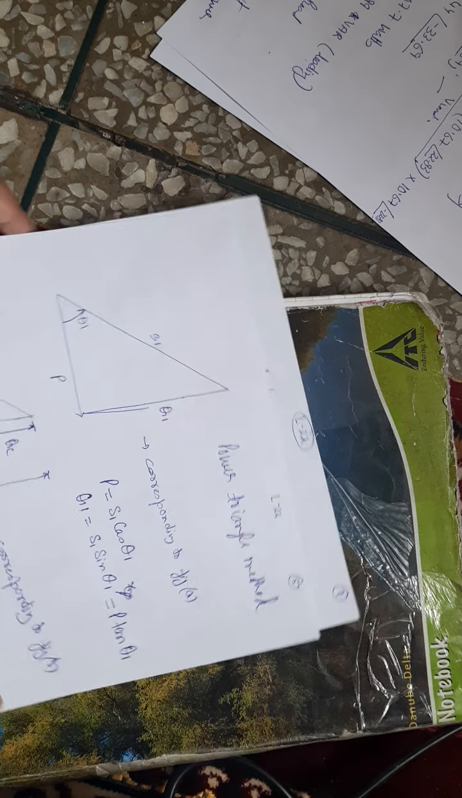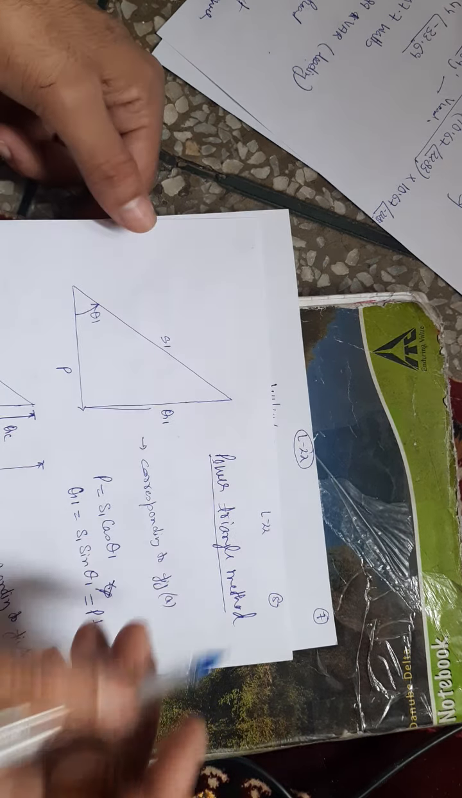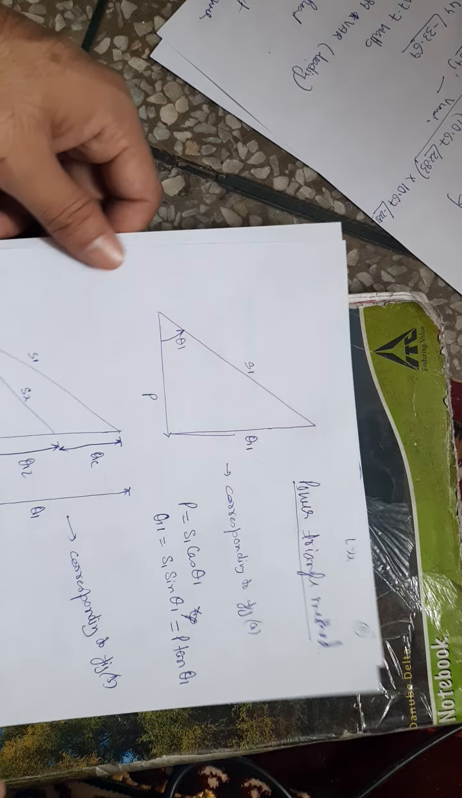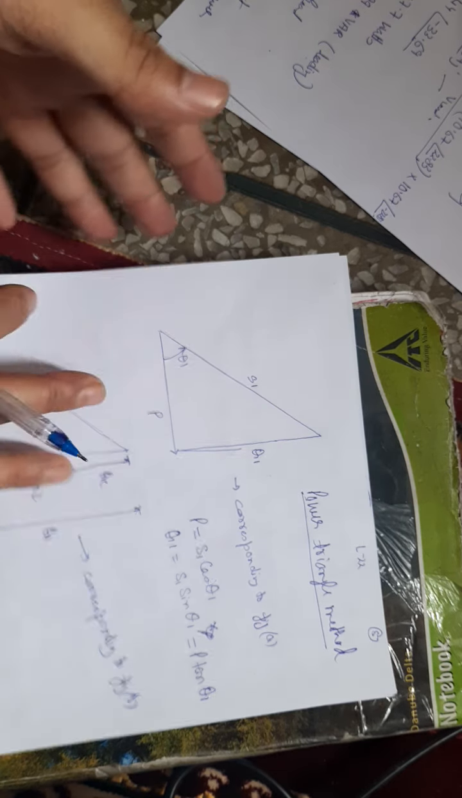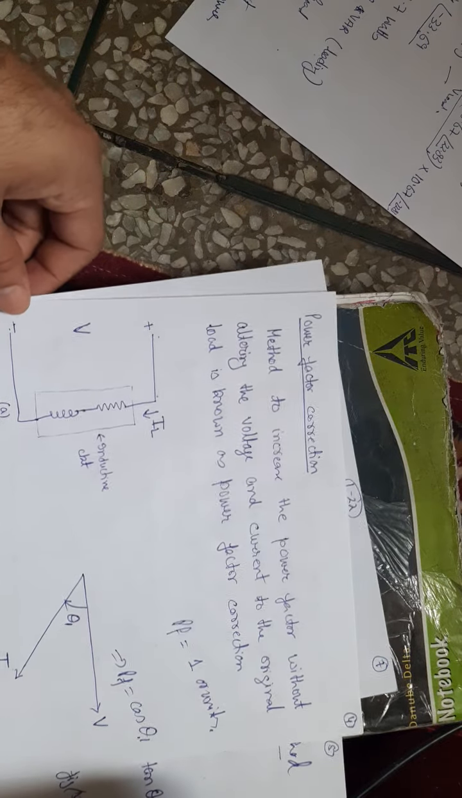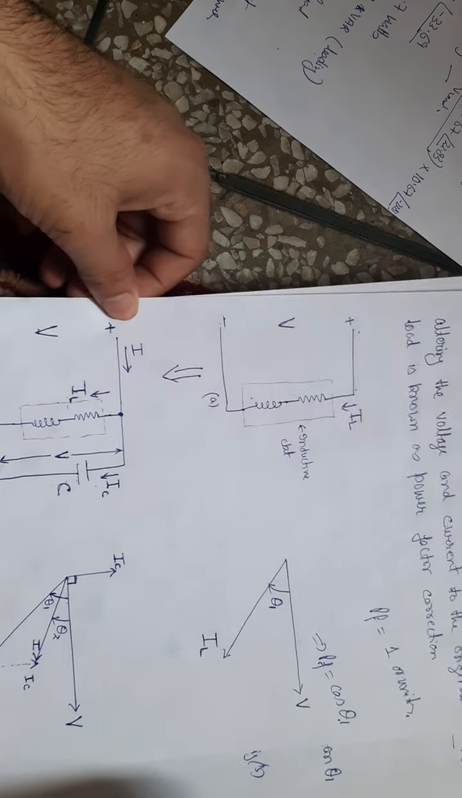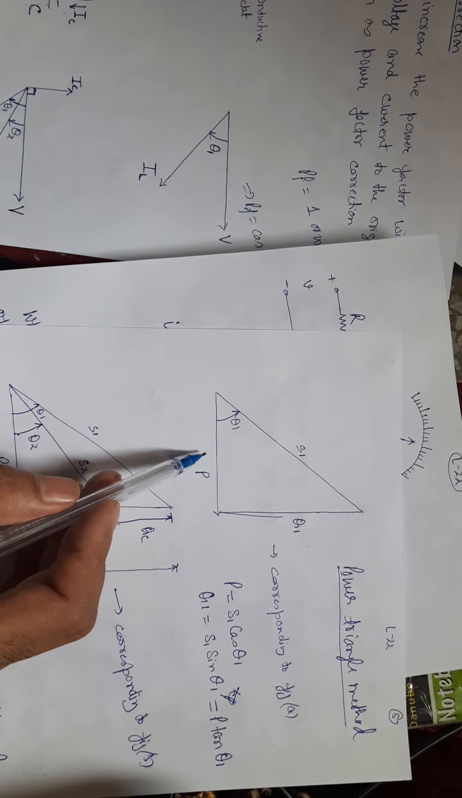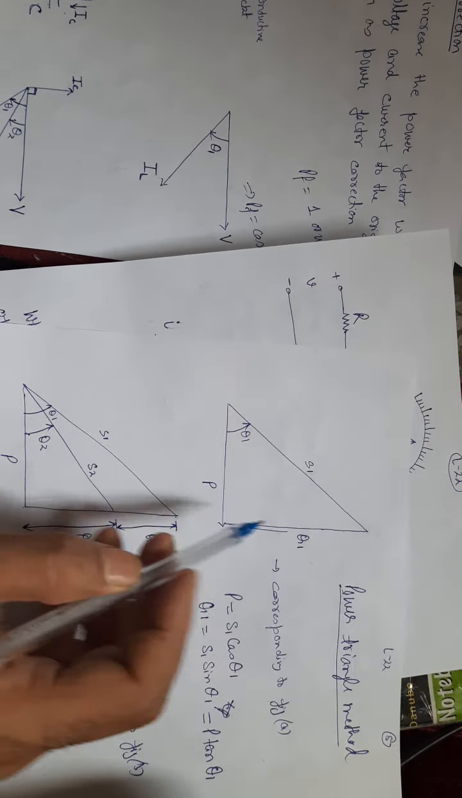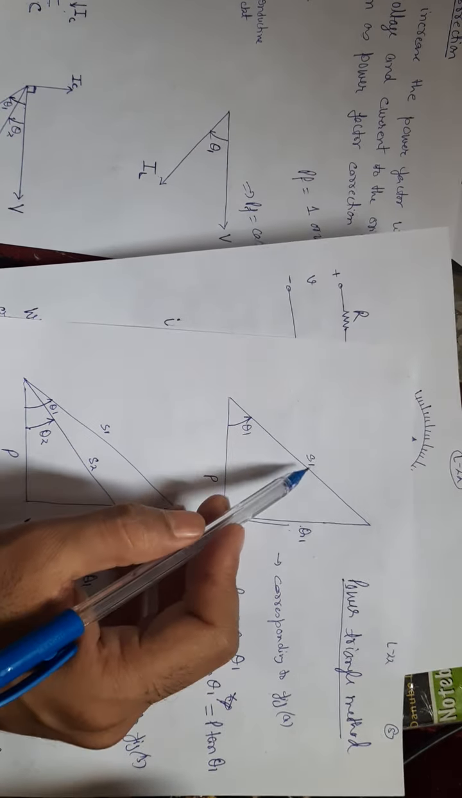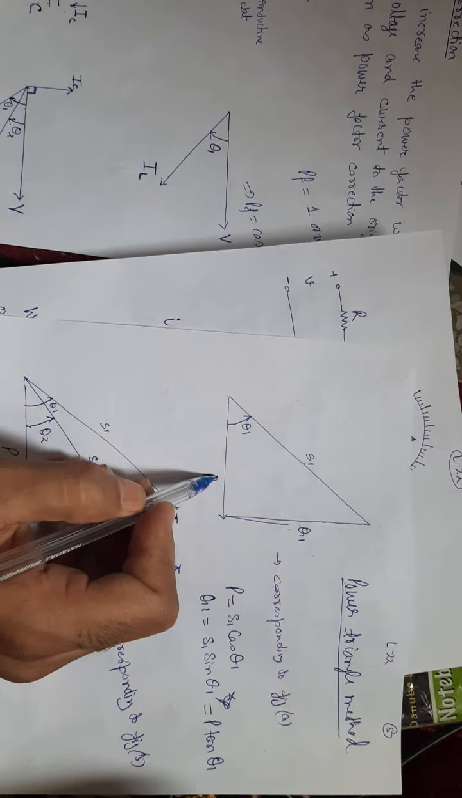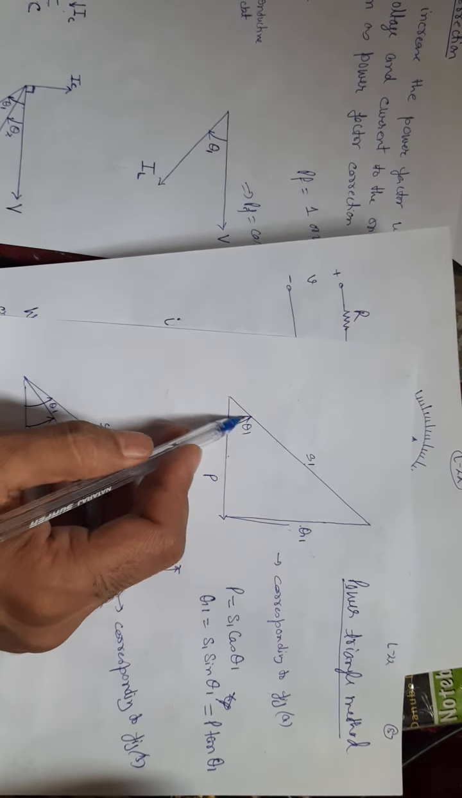Power triangle method. Okay, so I showed you the power factor method, and now this is the power triangle method. Corresponding to the first figure, where we have only an RL circuit, figure A. Where is figure A? Let me show you. So this is figure A and this is figure B. Corresponding to figure A, I will get this power triangle. So this is P, this is Q1, that is the reactive power that is absorbed by the load. Okay, and this is S1. The angle between P and S1 gives me theta 1.